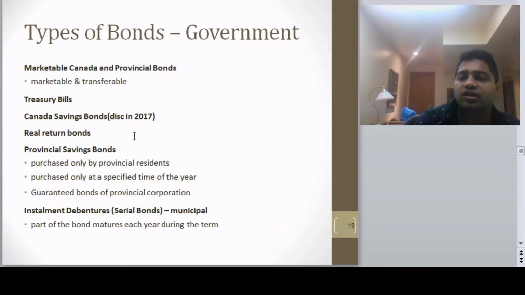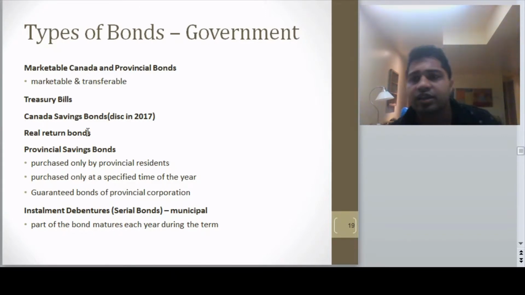Canada savings bonds, so these were discontinued in 2017. It majorly started with the world wars and they were an instrument to raise money for our war efforts, but because of lesser popularity these have been discontinued slowly. Real return bonds, so important point: a real return bond pays an inflation adjusted return to the bondholders. Now both the things, coupons as well as the maturity amount, are inflation adjusted.